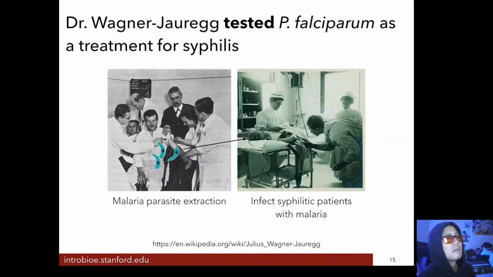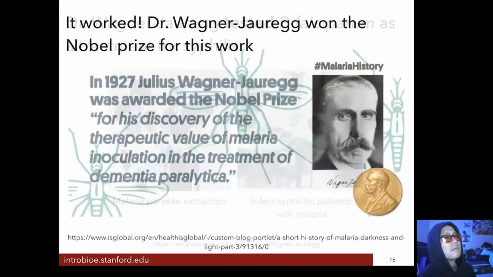And this is risky, right? Like, what if you're wrong? What if the fever isn't strong enough to kill syphilis? What if it wasn't actually the fever at all that was causing patients in the mental hospital to recover from syphilis on occasion? But Dr. Wagner-Jauregg got lucky, or rather, he knew what he was doing, and it worked. He won the Nobel Prize for this work, actually.